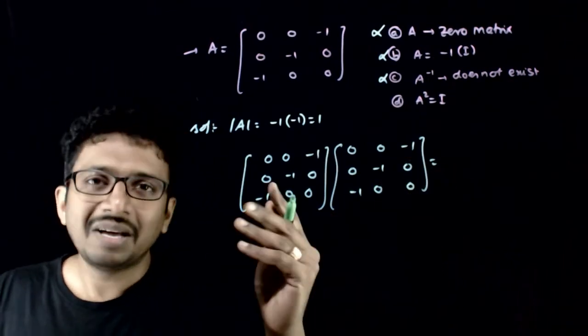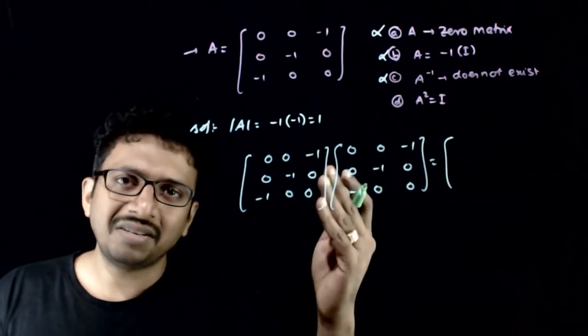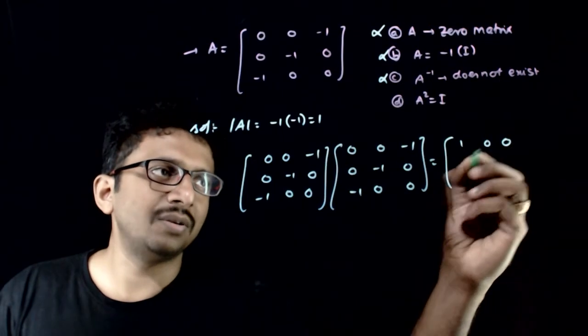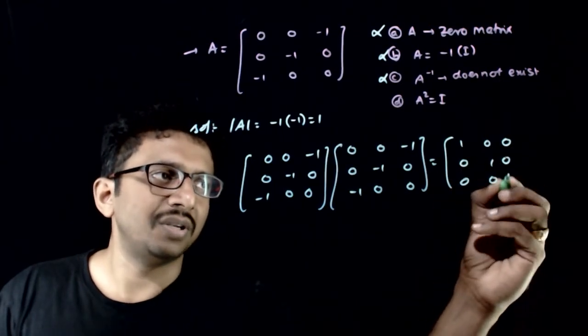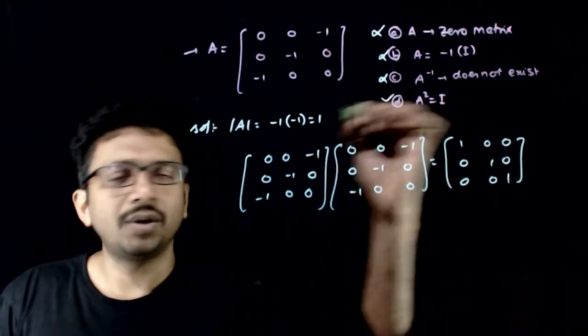So what is the multiplication of these two? You can do this multiplication, you get 1 0 0, 0 1 0, 0 0 1. Hence A square is equal to I is the right option.